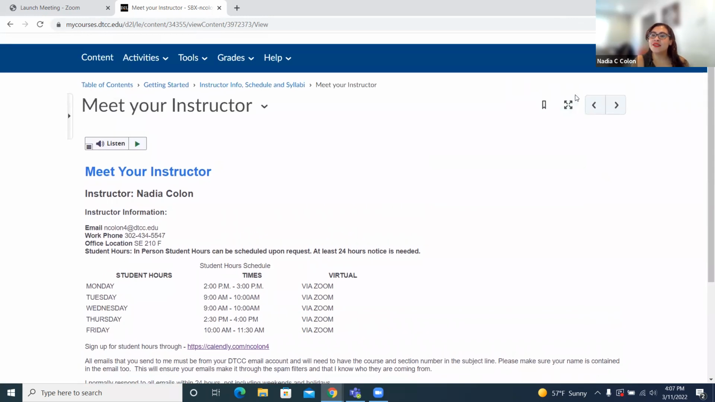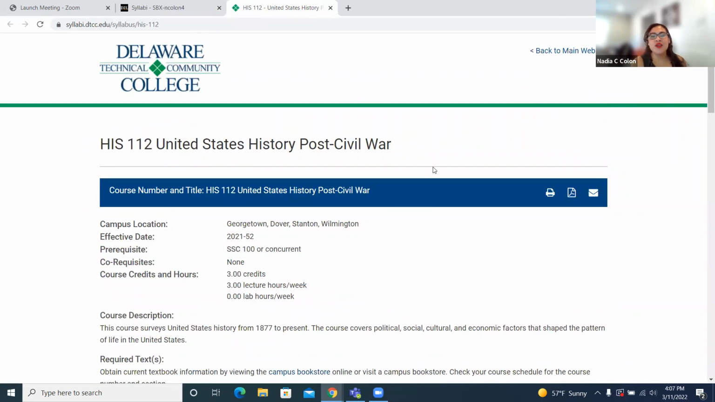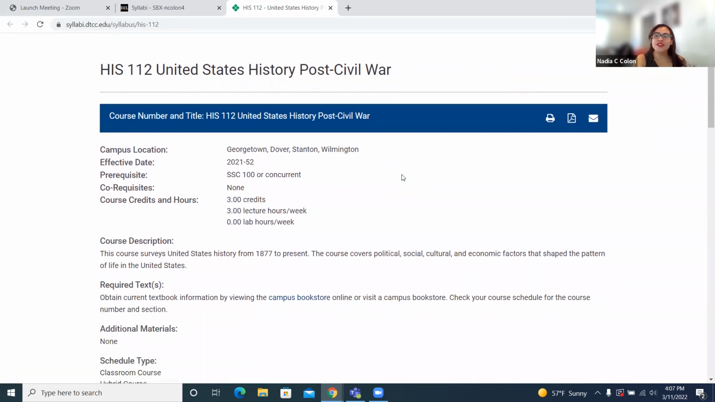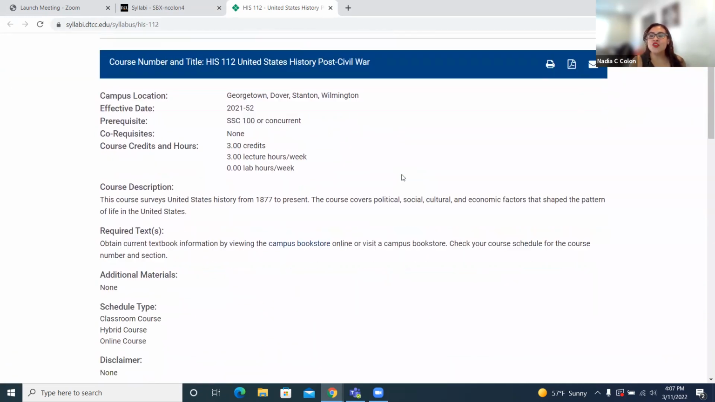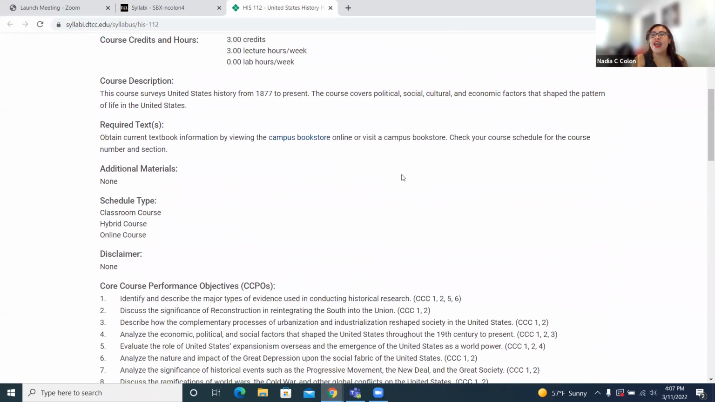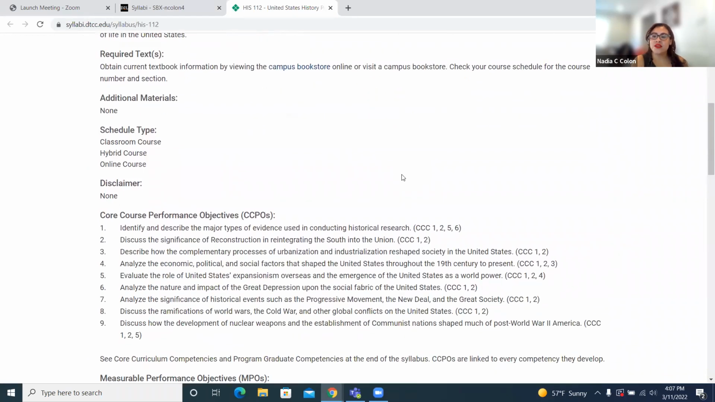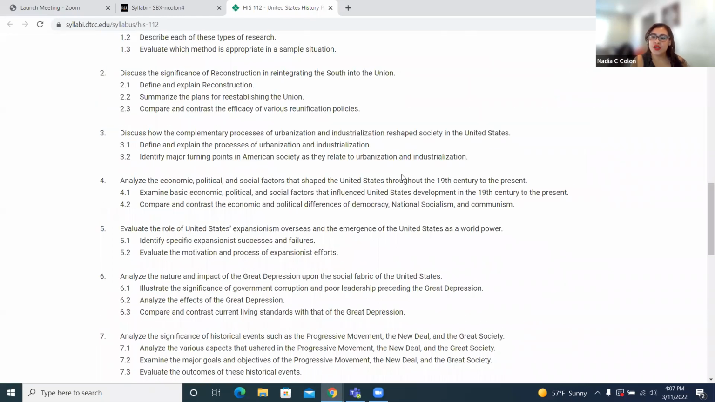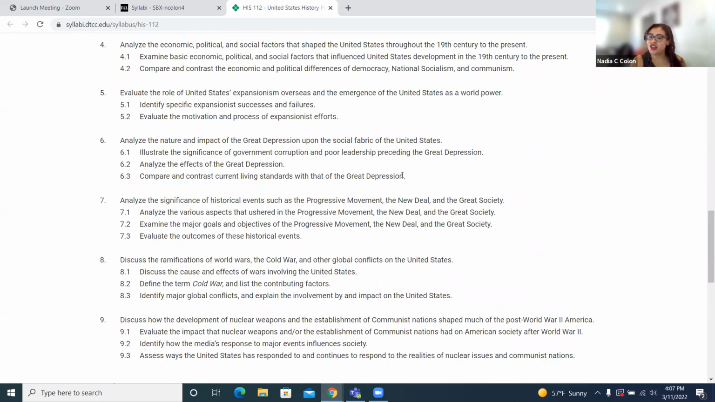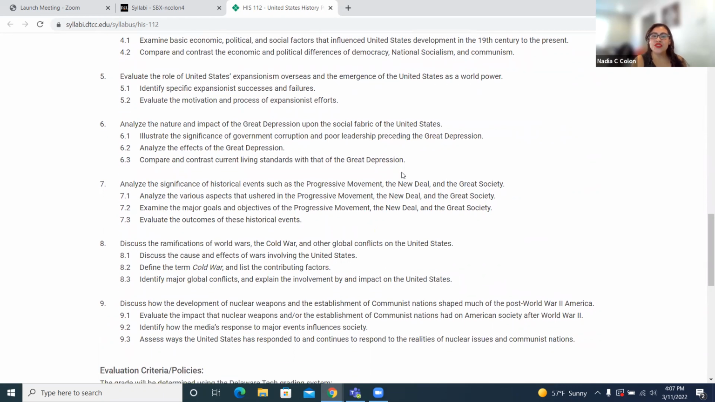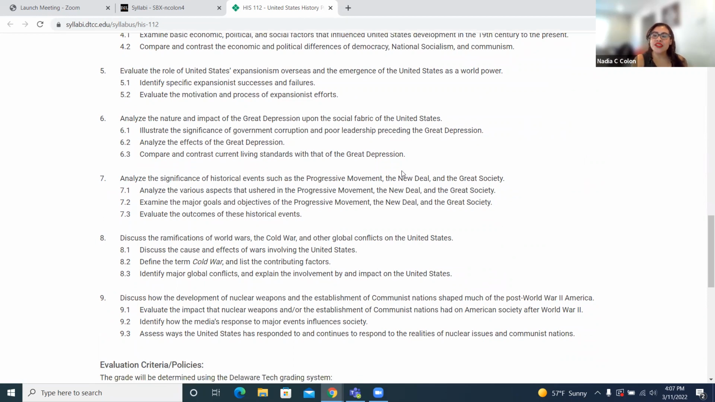Next, you can check out the college-wide History 112 syllabi. This document includes a brief description and information on what you should have achieved and learned by the end of this course. For example, you should be able to define and explain the Reconstruction, summarize the plans for reestablishing the Union, and be able to compare and contrast the efficiency of various reunification policies. Read this document and let me know if you have any questions.